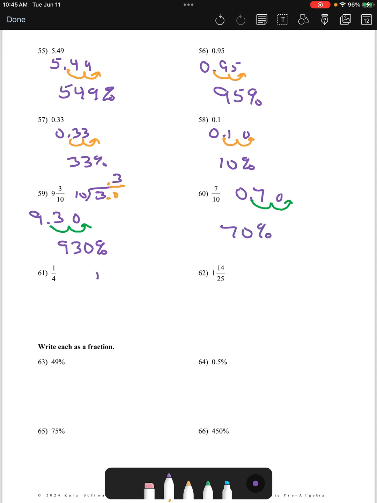All we have to do now is convert. So 2 places to the right, fill in the gap. What is 7/10? It is 70%.